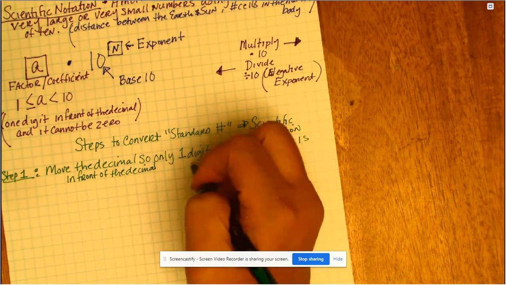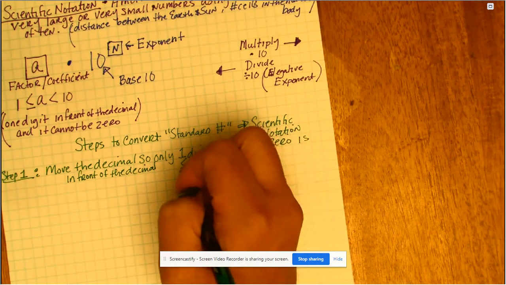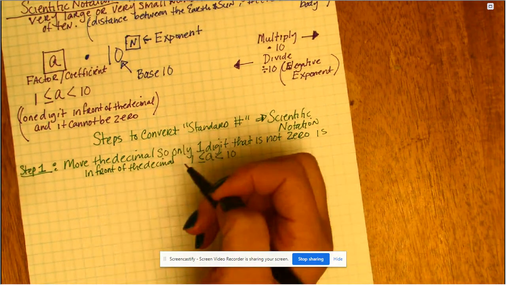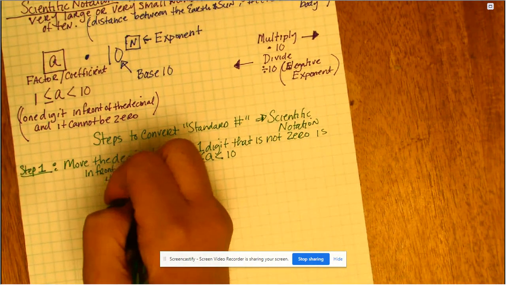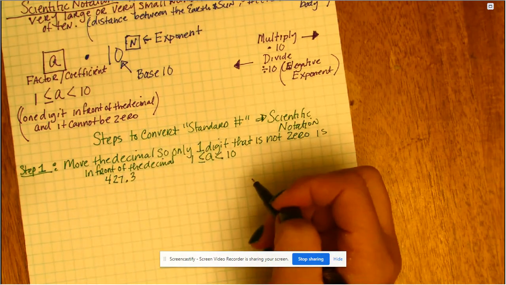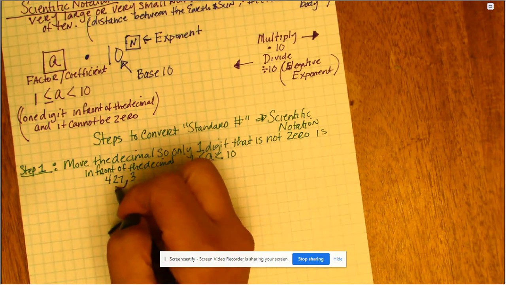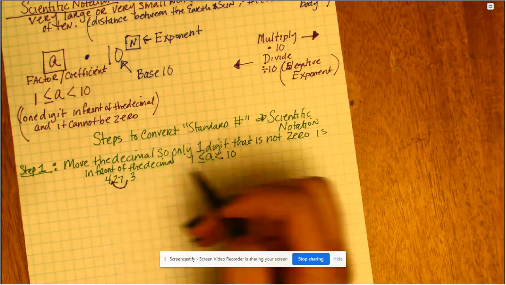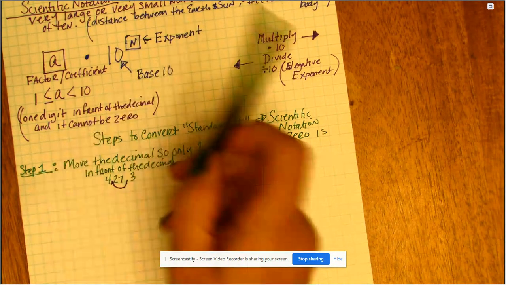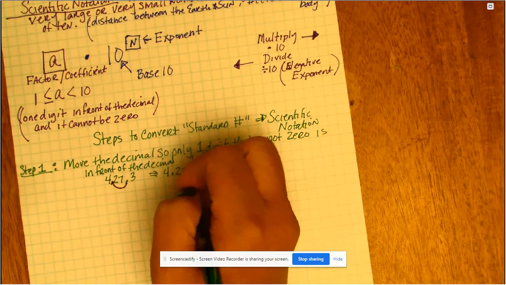So that goes to our rule, A has to be greater than or equal to 1 but less than 10. Okay, so if I have the number 427.3, I would have to move this decimal all the way up in between the 4 and the 2 to make this happen. In other words, this would become 4.273.